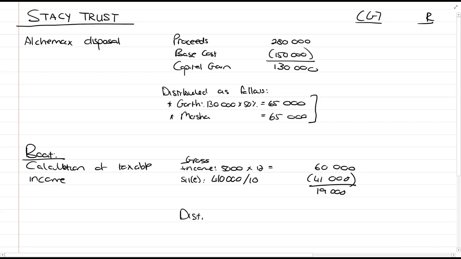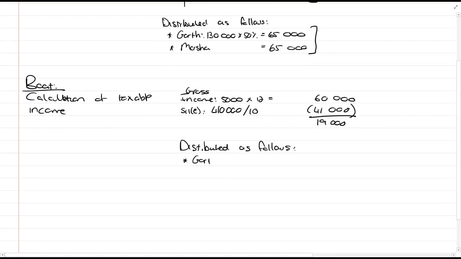This is distributed as follows. You just have to somewhere show your calculation. I feel this makes sense to just show it nice and cleanly in one place. Garth gets 30%, Marcia gets 40%. So 19 times 30% gives us 5,700. 7,600. And that obviously leaves us with how much? The same 30%.